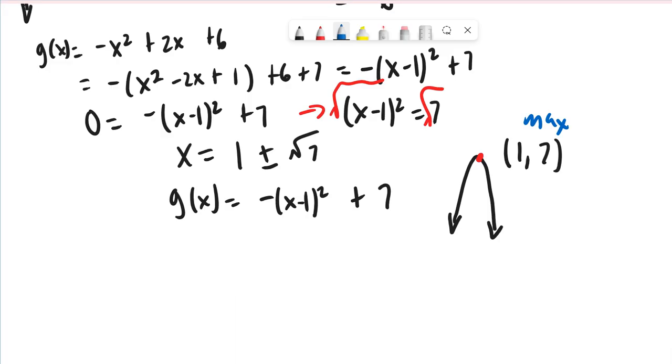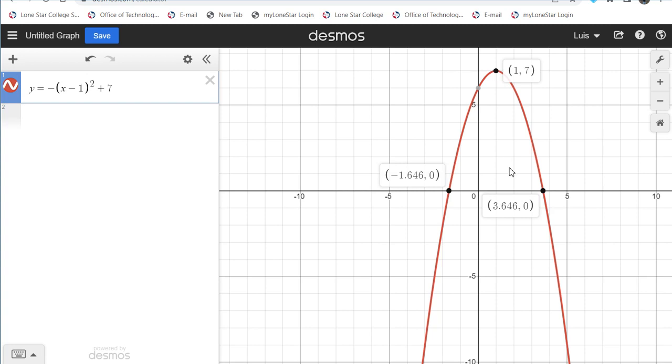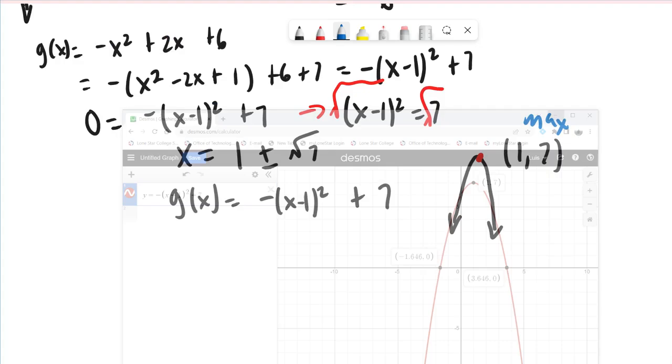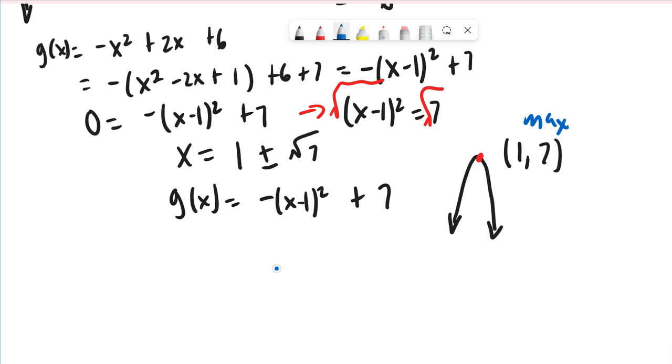But I guess I should go back. If I wanted to talk about the domain of this equation, note that it would be from minus infinity to infinity, and that the range would be from minus infinity to 7. So what does that tell me? That tells me that in terms of this function, the domain is minus infinity to infinity, and the range is from minus infinity to 7. That should be a bracket, right?